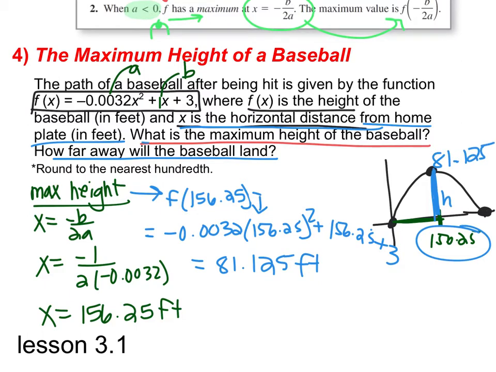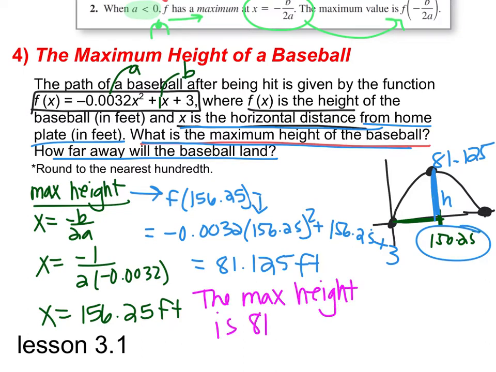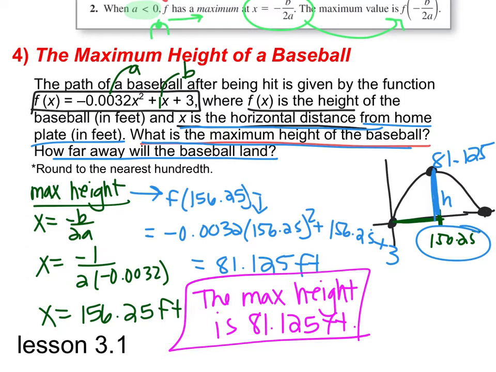So the maximum height, what is the maximum height of the baseball? The max height is 81.125 feet. Now it also asks us to find how far away the baseball will land. So we want to figure out this ending point. Well, that's one of our zeros. So the end is a 0. So we need to take this function and find the zeros, and anytime there's a decimal or a fraction or anything like that, I go directly to the quadratic formula.